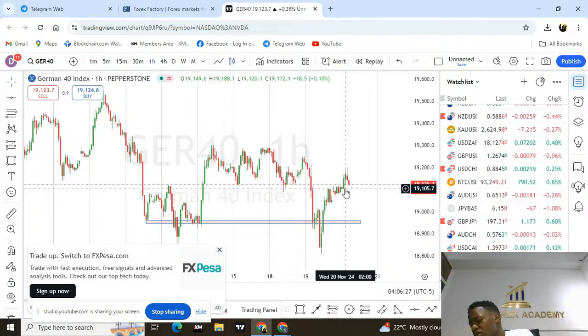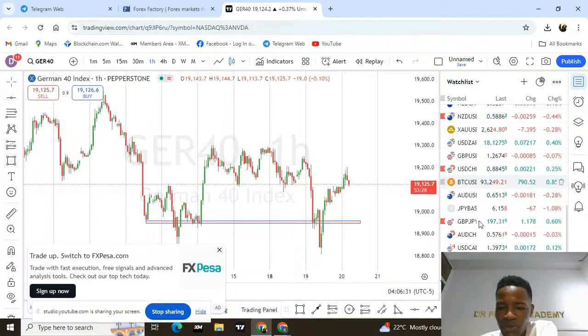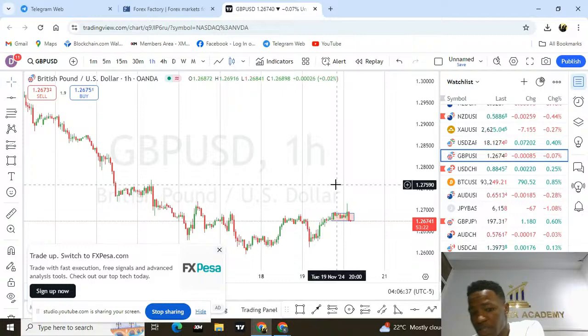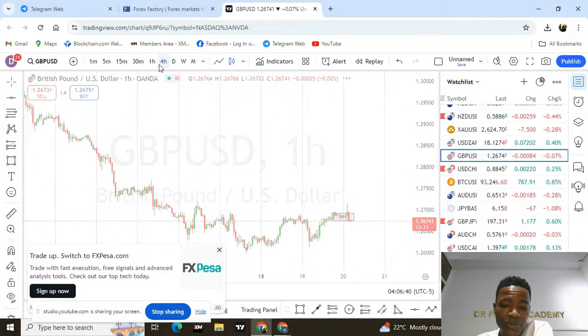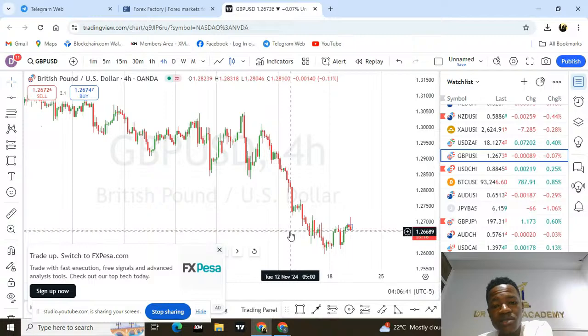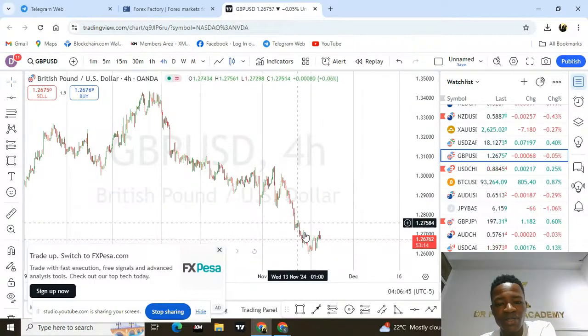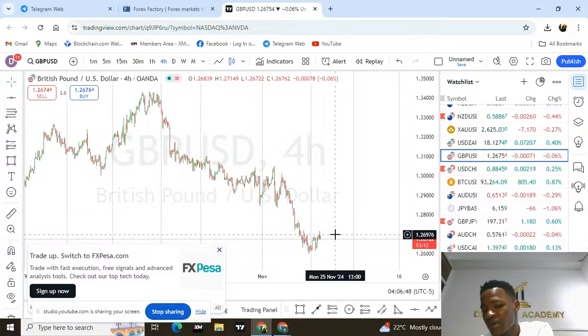So now let's go down to the pairs you guys are asking. Someone is asking about GBPUSD. GBPUSD is not worth your time today. One reason is this market is bearish. You can clearly see this market is bearish. So going long, you're going against the trend. So don't focus a lot of your energy on GBPUSD. If you are risking, risk small on GBPUSD.